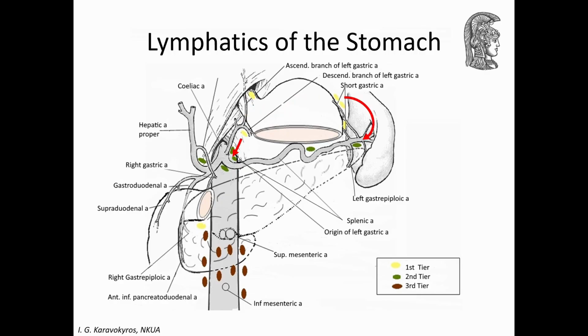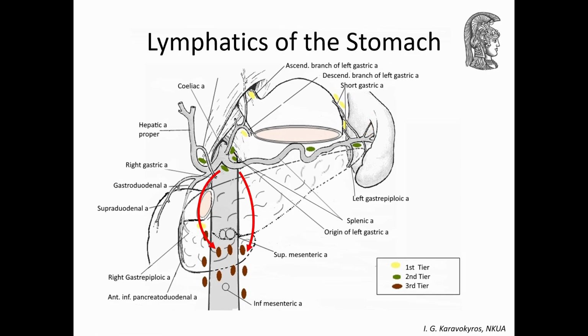From the perigastric nodes, lymph flows to the nodes of the second tier, which lie along the major gastric blood vessels. These include the nodes of the left gastric, common hepatic, hepatic proper, splenic, and celiac arteries.